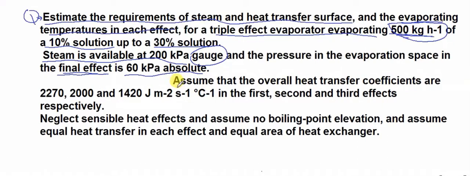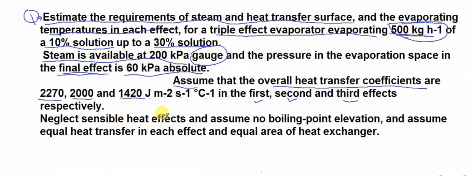Okay, and to solve this problem, they have given certain values. Assume that the overall heat transfer coefficients are 2270, 2000 and 1420, and the unit is joule per meter square per second per degree Celsius in first effect, second effect and third effect. That value of overall heat transfer coefficient is given. You have to neglect sensible heat effect.